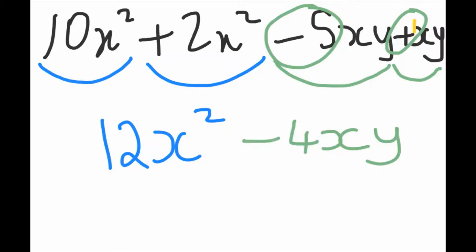So let's just check again. Here we have x squared. So 10 plus 2 is 12x squared. Here we have xy. So that's plus 1xy. So that means we have minus 5 and a plus 1, which gives us a minus 4 with the xy. So there you have the answer.